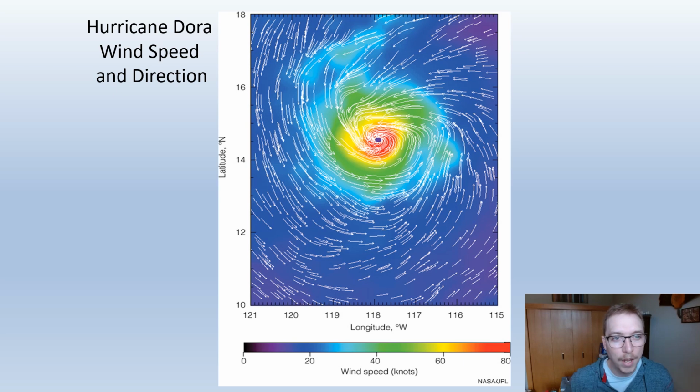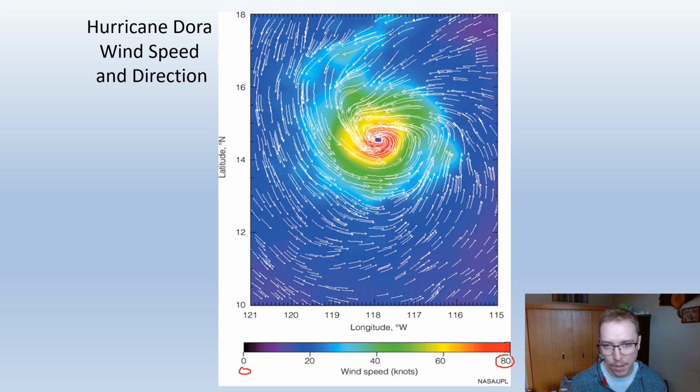Here we're seeing Hurricane Dora, wind speed and direction. So these show the counterclockwise spinning around Hurricane Dora, situated over the eastern tropical Pacific in August of 1999. Colors indicate surface wind speeds in knots, so the zero, or the purples, slow or non-existent. The reds and oranges, much, much more intense. And it makes sense what you see, right?